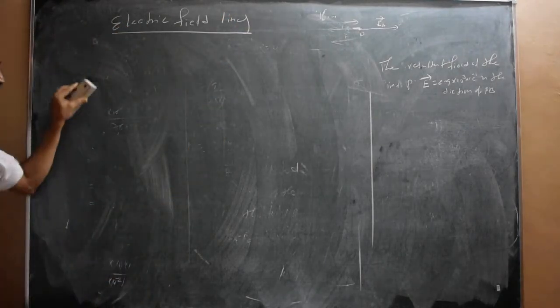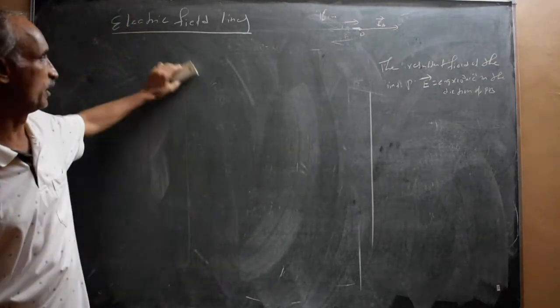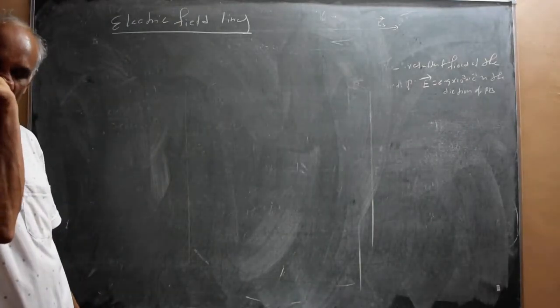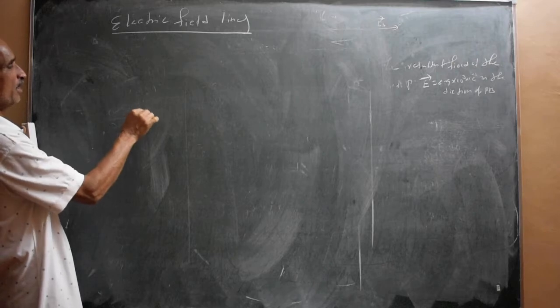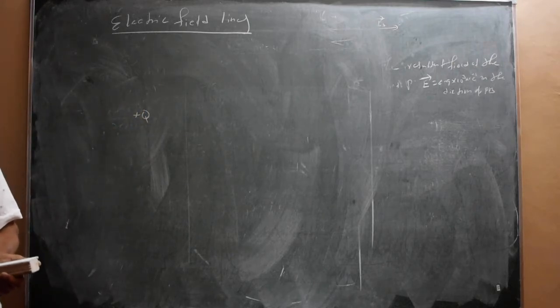Look here, before defining what electric field lines are and what their properties are, try to understand it. Let's try to have the imagination of the field line. Okay, so here is one positive source charge, say plus Q.